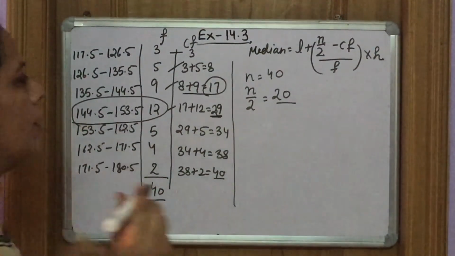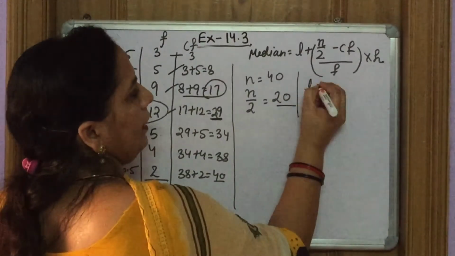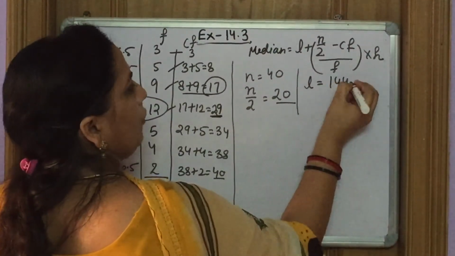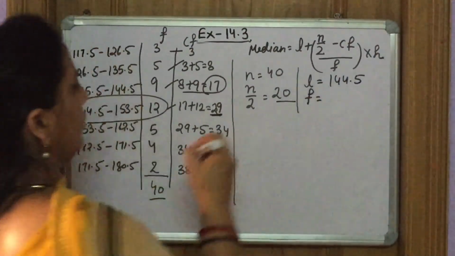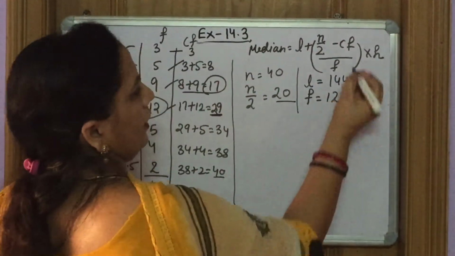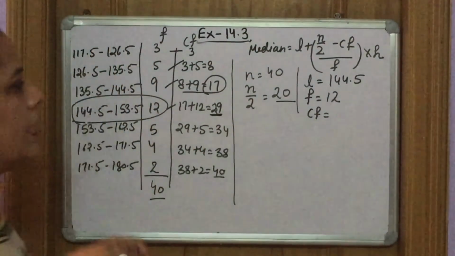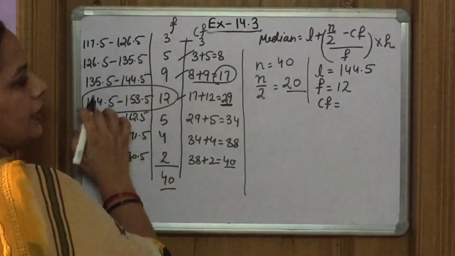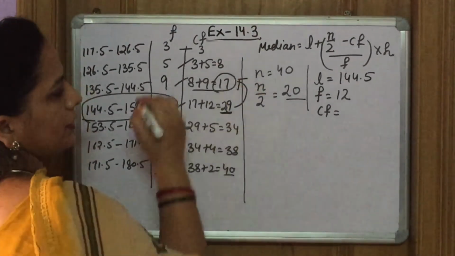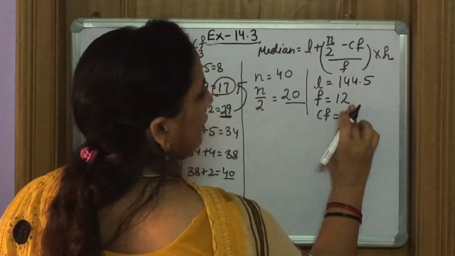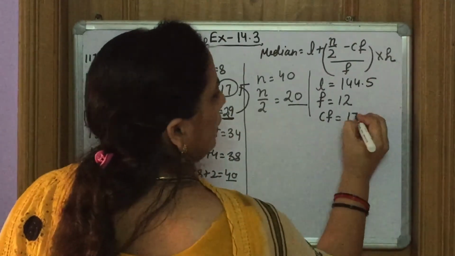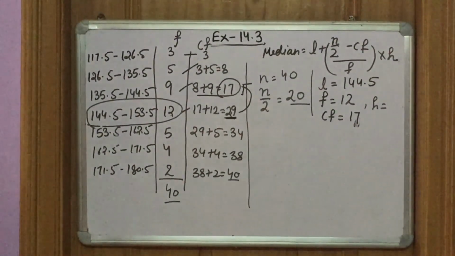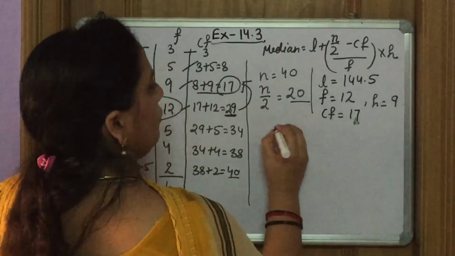From this class we will find the value of L. The lower limit of our median class is 144.5. F is 12. CF, this is our main term. CF will be the preceding term of our median class. That means the preceding term is 17. So CF is 17. And H is 9. Then put all the values in the formula.